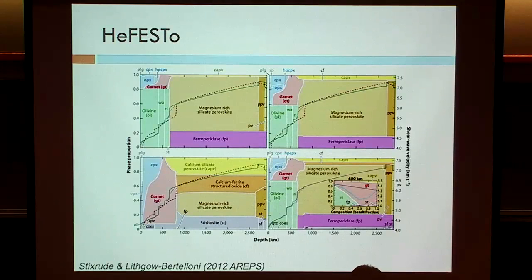And in the end, you get something like this. And this is an example of the sort of thing that you can get. These are plots of phase proportions shown in the colors and seismic wave velocity of the assemblage as a function of depth.